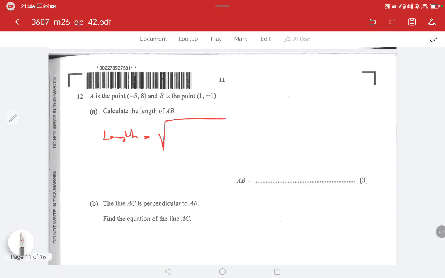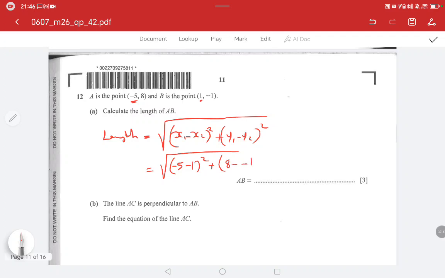So the square root of x1 minus x2 squared plus y1 minus y2 squared. So if we see, x1 here is minus 5, minus x2 here is 1, squared, plus y1, which is 8, minus y2, minus, take care please when you have minus minus. So we can say the square root of minus 5 minus 1 is minus 6 squared, it's 36. And here 8 plus 1, which is 9 squared, it's 81. So this will be the square root of 117.